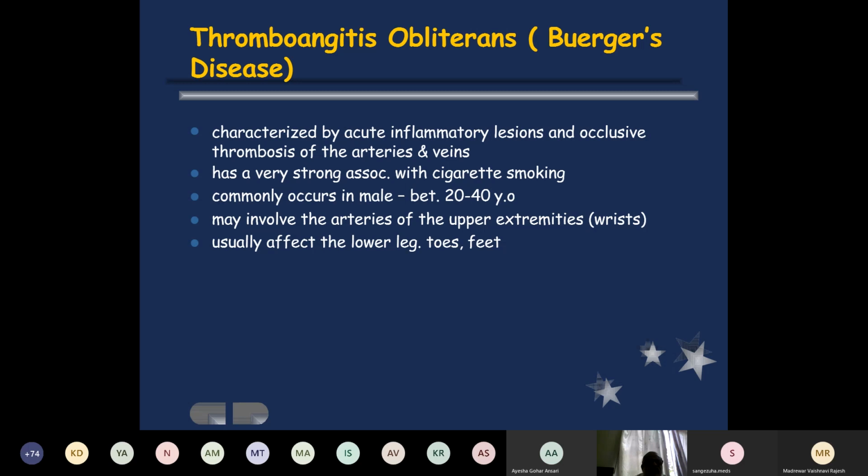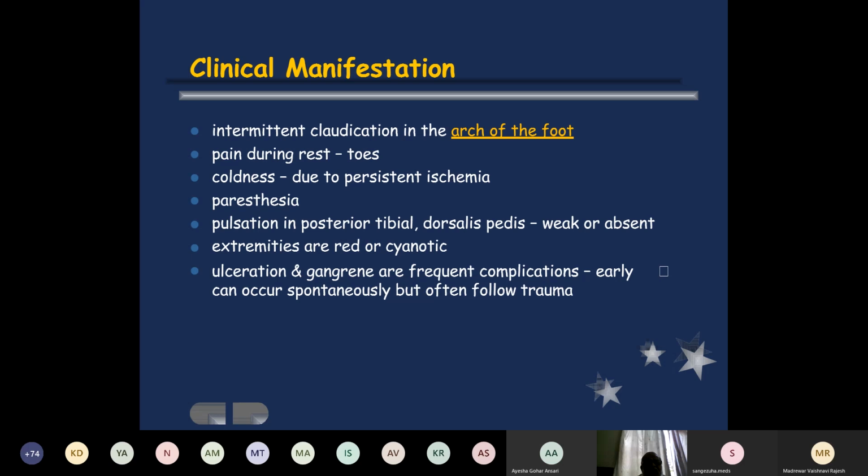Buerger's disease is thromboangiitis obliterans, characterized by acute inflammatory lesions and occlusive thrombosis of the arteries along with veins. It has a very strong association with smoking and commonly occurs in the age group between 20 to 40. It may involve the arteries of the upper extremities but usually affects the lower limb, toes and feet. Clinical manifestations: intermittent claudication as discussed previously, pain during rest, coldness, paresthesia, loss of pulsations.